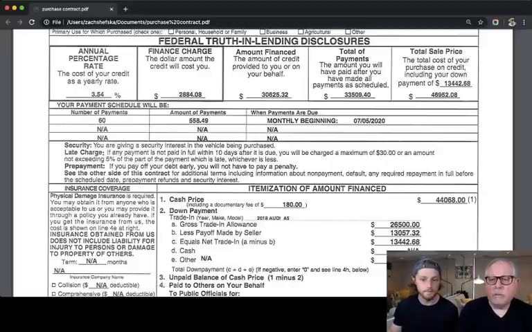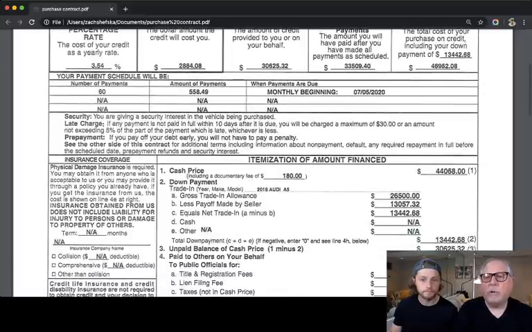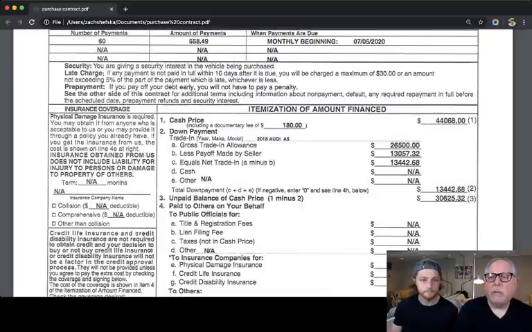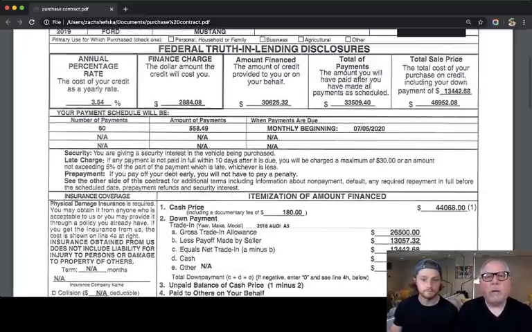Got it. Okay. So you can see that the sale price was $44,068, and that his total down payment, which is the positive side of his equity, was $13,442.68, leaving an unpaid balance that is financed of $30,625.32. Let's go back up to box number 3, and lo and behold, it matches.